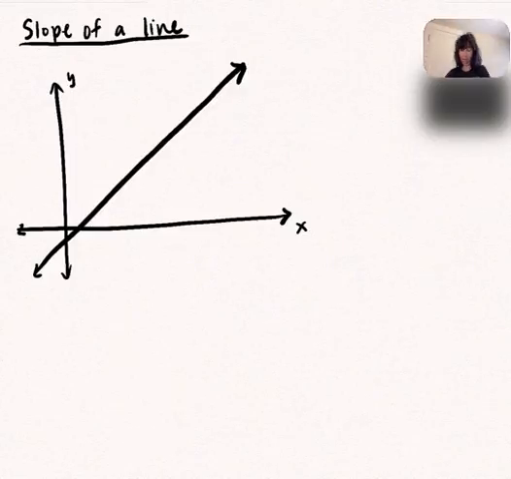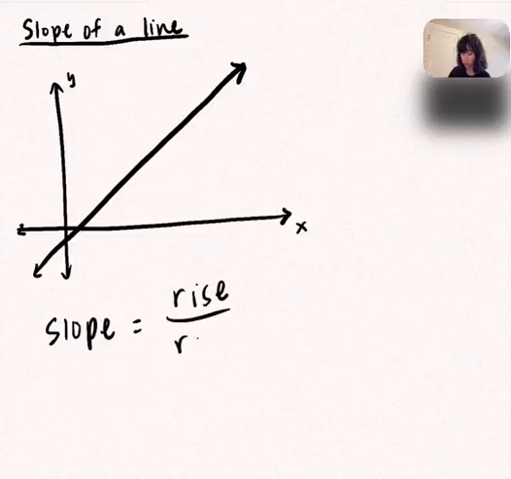Slope of a line. Slope is a measurement of how tilted a line is. Mathematically, we define slope to be the rise of the line over the run of the line. Now that's kind of vague, so what do I mean by rise over run? If you take any two points on the line, it doesn't matter which two, you can pick any two.